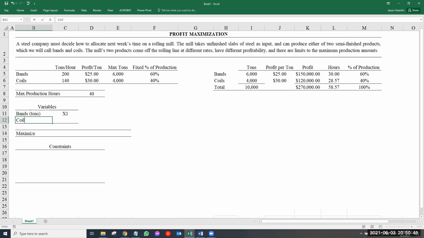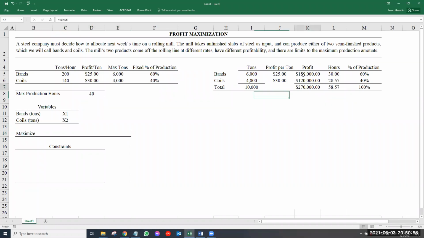Let's say coils, and let's call that X2. Well, tons, and let's call that X2. Now, maximize. What we want to do is maximize the profit.